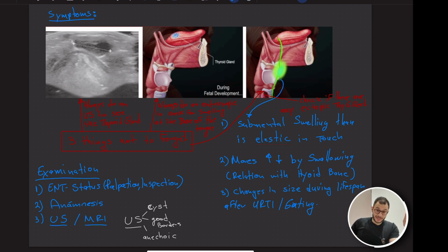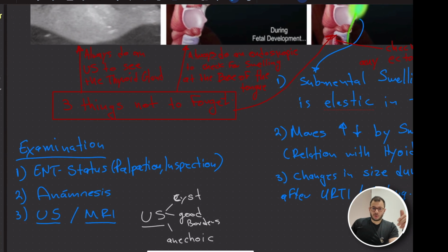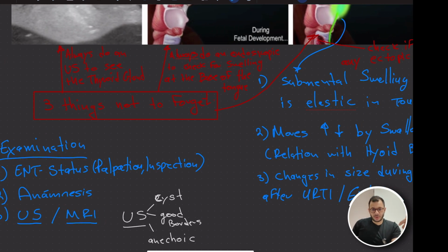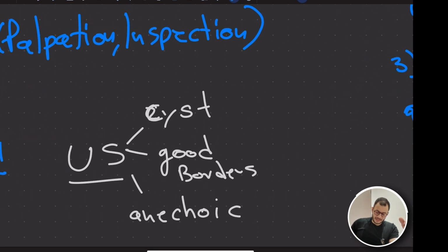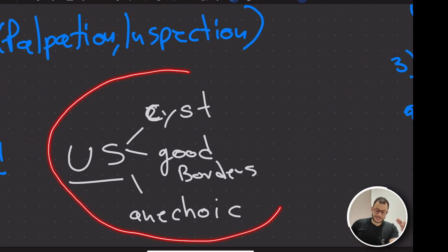And then on our examination, we'll need to perform a good anamnesis, a good ENT status, palpation, and inspection of the mass. We will need to ask the patients to swallow and observe the cyst. We will need to do an endoscopy in order to recognize any swelling at the base of the tongue. And then, of course, there are imaging techniques like an ultrasound or an MRI. In the ultrasound, as I write here for you, you will see a cyst formation with good borders that is anechoic.